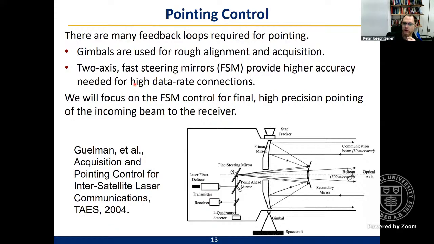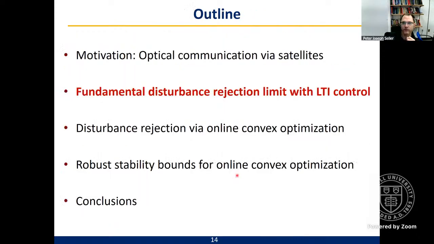These are usually 2-axis mirrors, so you're rotating them about 2 axes to get the last high precision pointing. This is the piece that we're going to focus on, that very last high precision pointing of the incoming beam. But you should be aware that this is all sitting on a spacecraft. The spacecraft itself is trying to do its own pointing. The gimbal is trying to do its own pointing. Those all create what we call small micro vibrations that make it more challenging for this mirror to do its last bit of pointing accuracy.